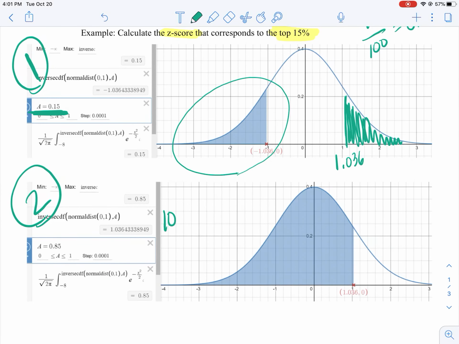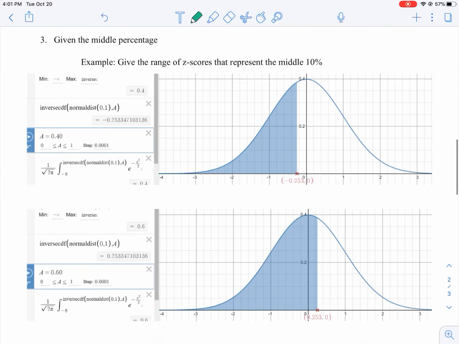Option 2 is to take 100% minus the 15, get 85%, and then take that as a decimal and plug it in. Yes, it's going to highlight the lower half, but it still gives you that z-score that you're interested in. So when it asks for the top or highest percentile, you either have choice 1, type in the percent and use the opposite, or choice 2, type in the opposite percentage, and then take that exact z-score that you see.